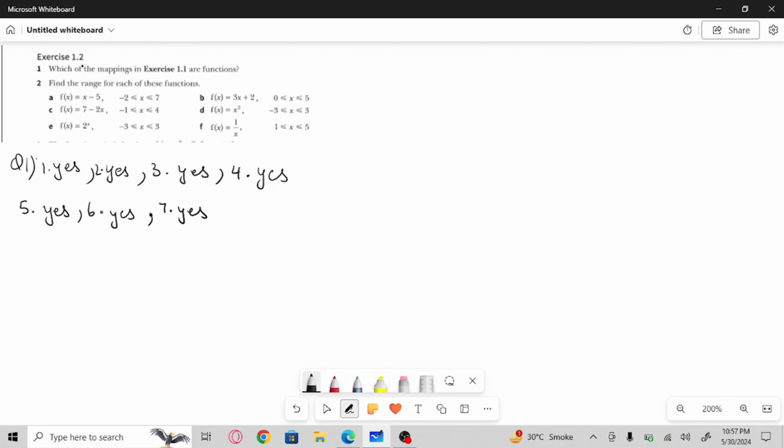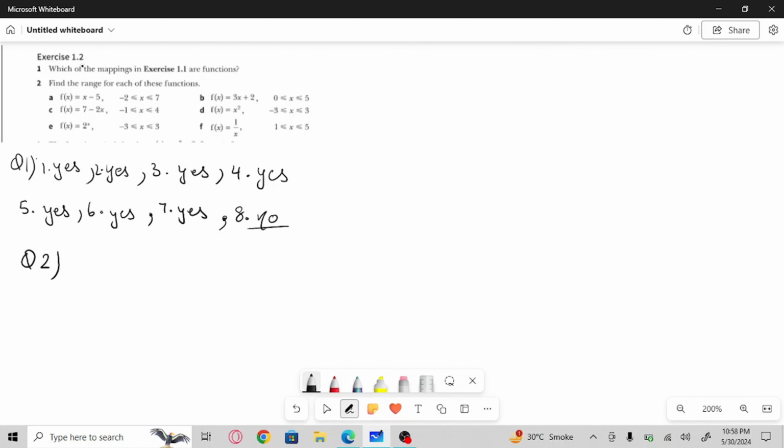And question number 8 was a one-many type of mapping. That means for one input, we are getting two different outputs. So this won't be a function. So at last, we are getting that no, this is not a function. On to question number 2.